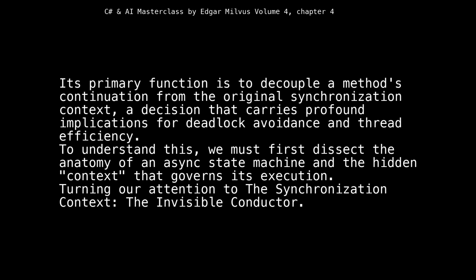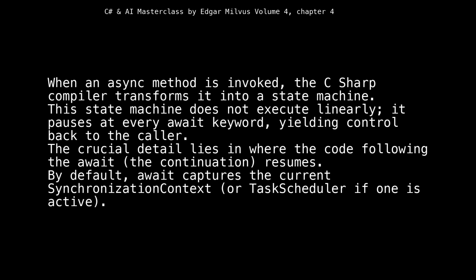its execution. Turning our attention to the synchronization context, the invisible conductor. When an async method is invoked, the C# compiler transforms it into a state machine. This state machine does not execute linearly. It pauses at every await keyword, yielding control back to the caller. The crucial detail lies in where the code following the await, the continuation, resumes. By default, await captures the current synchronization context or task scheduler if one is active.